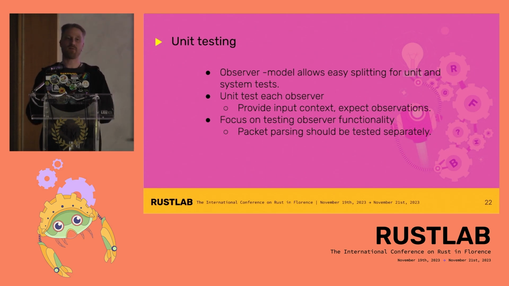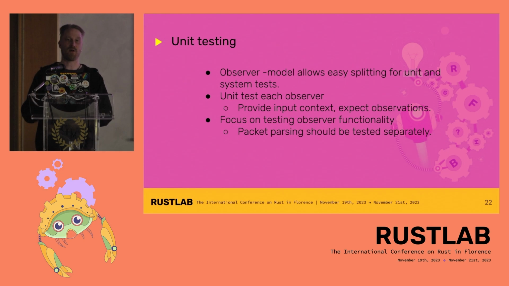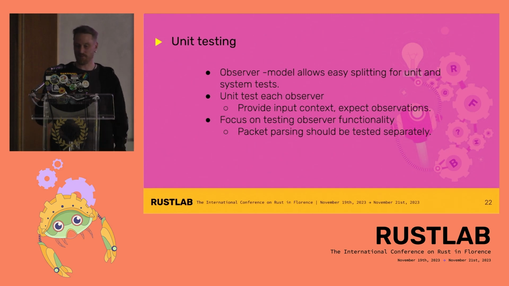We obviously have to do negative unit test cases as well, sending invalid data to make sure that the observer doesn't panic, doesn't stop running or return invalid values. So negative test cases here are important as well, but they should focus on testing the observer functionality. We'll get to testing packet parsers. They should be tested separately on their own, and instead in unit testing observers we focus on the functionality of the observers.